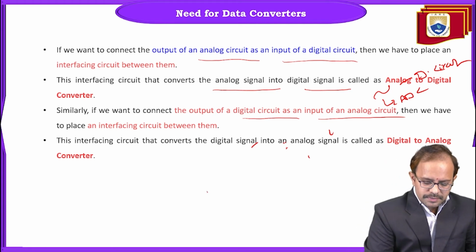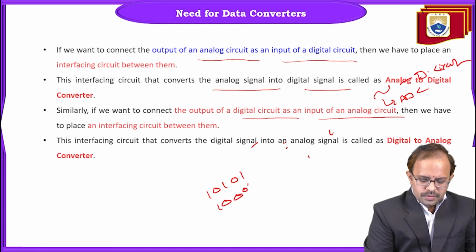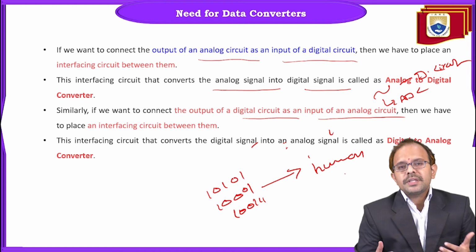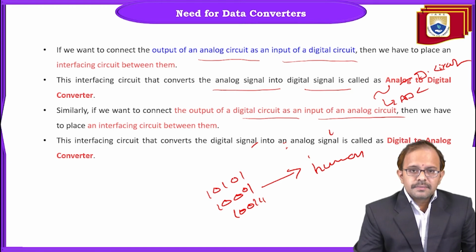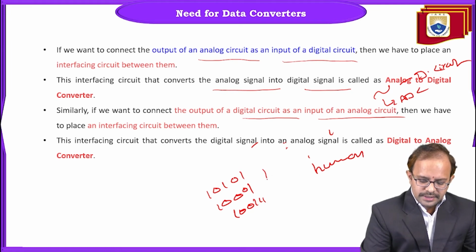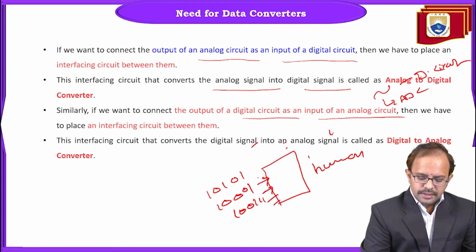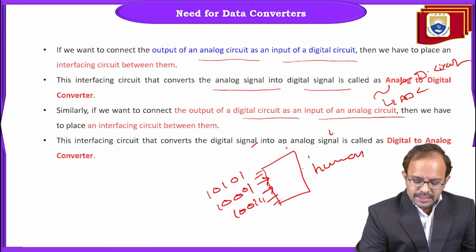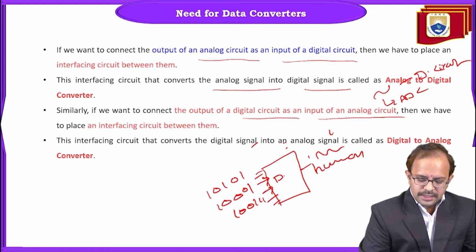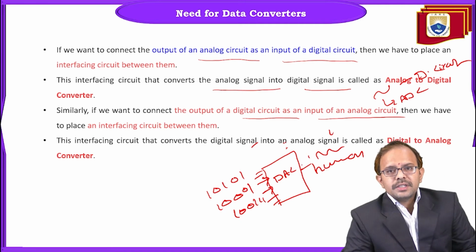So what do we need? Let us say this is my data, as I told you, 1 0 0 0 1 1 0 1 1. I want to consider this as applied to humans. I am the end user. Since humans cannot understand this digital data, once again we need an interface. This interface will take this digital data as input and convert it to an analog signal. That interface is called a DAC, digital to analog converter.